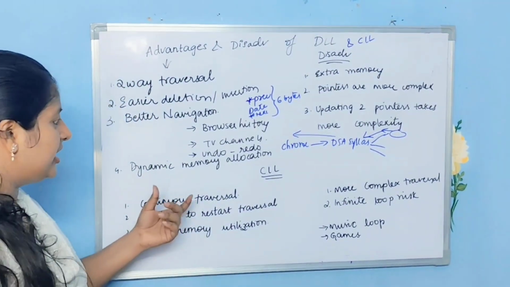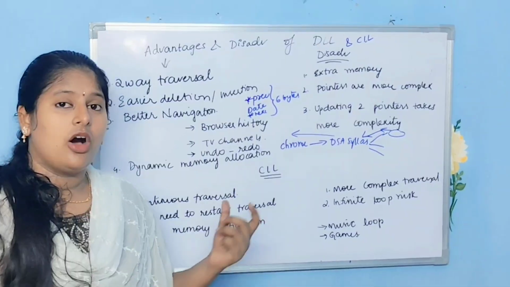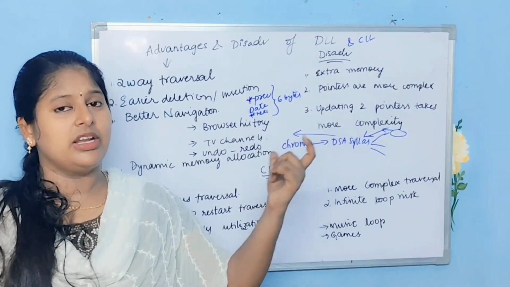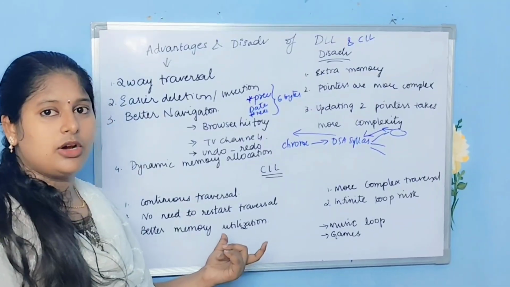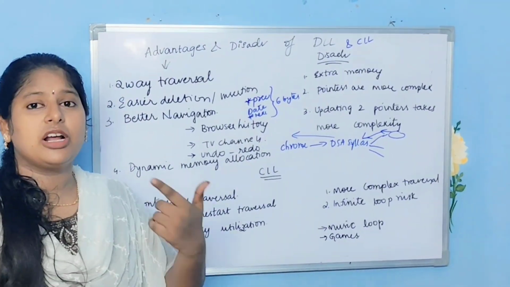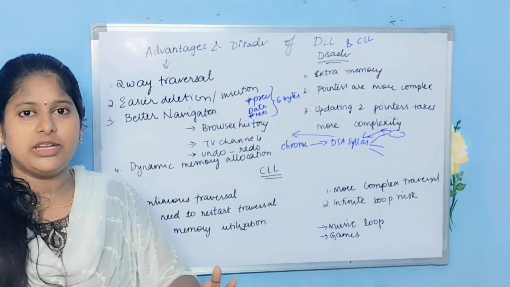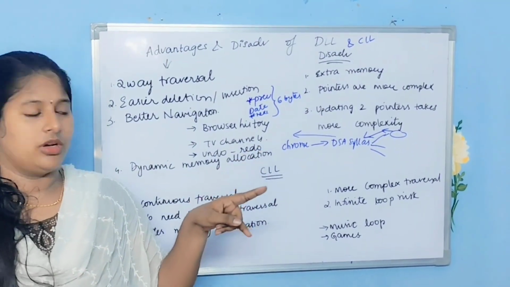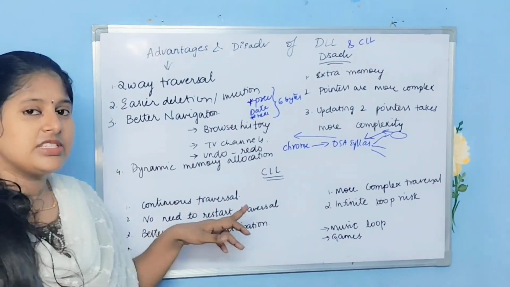Now we'll see the advantages of circular linked list. All the advantages of single linked list and double linked list are combinedly used for circular linked list. Okay. So what is circular linked list? Continuous traversal. After completion of my last node also, it won't be null. It won't stop there. It again can traverse to my first node.